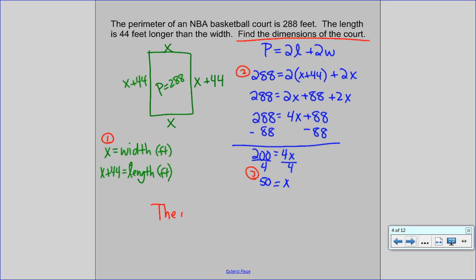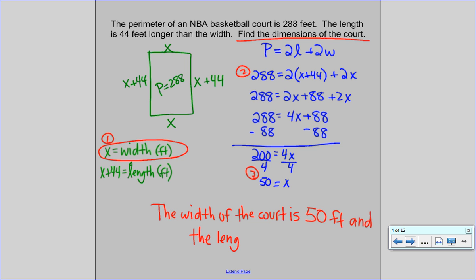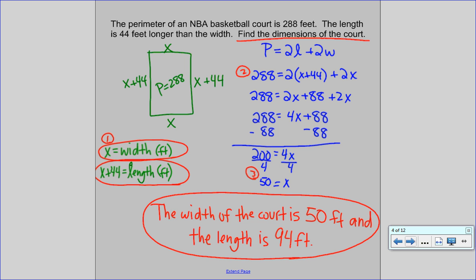The width of the court is, and here I'll use this part, the width equals x, which is 50, so 50 feet, and the length is, and here I'll use this part of my defined variables, x plus 44 is 94, so my length is 94 feet. Now I've answered the problem.